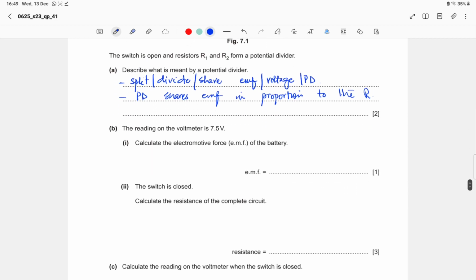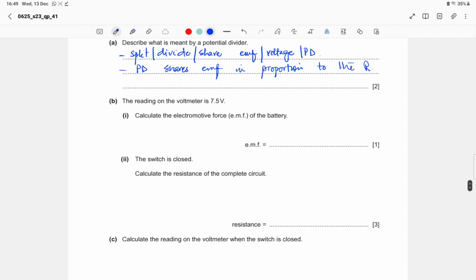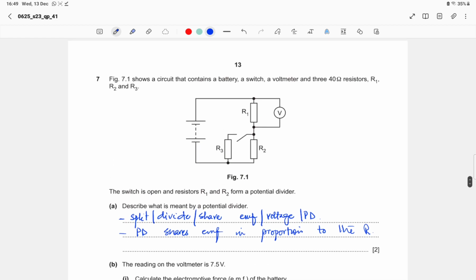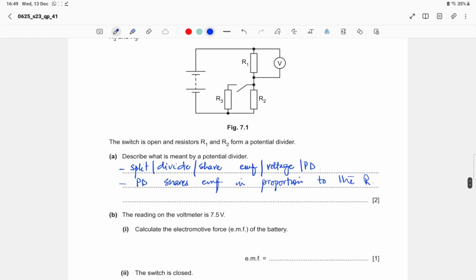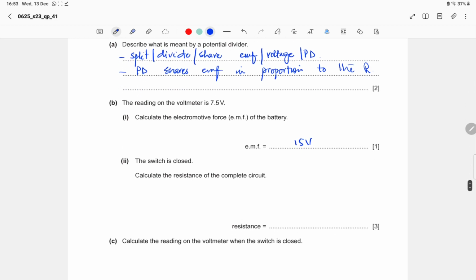The reading on the voltmeter is 7.5 volts. Calculate the electromotive force of the battery. Whatever the battery has is the voltage. Okay, the reading on the voltmeter is 7.5 volts. So it's going to be 15 volts because it's going to be twice. Half of it is going to be divided over here because this is the reading over here. So the other half is going to be over here, so you have to add them and then you will get that.